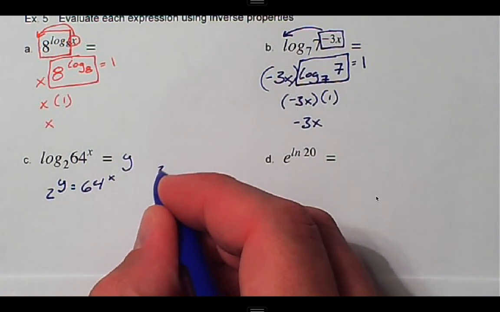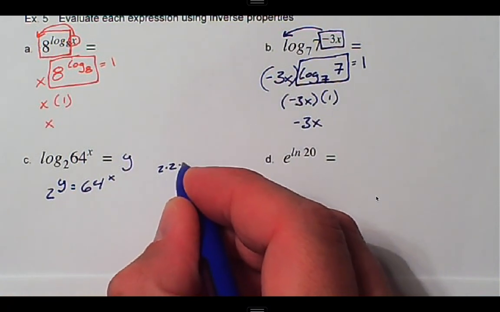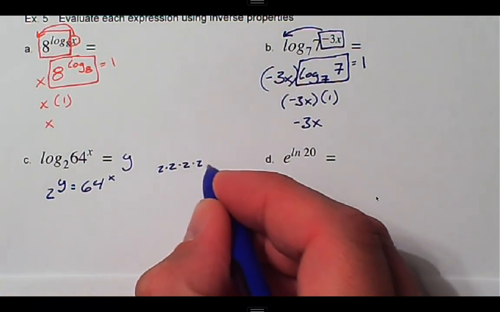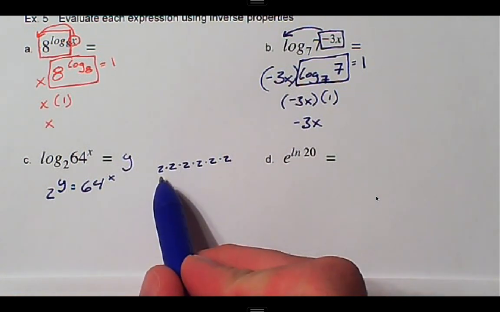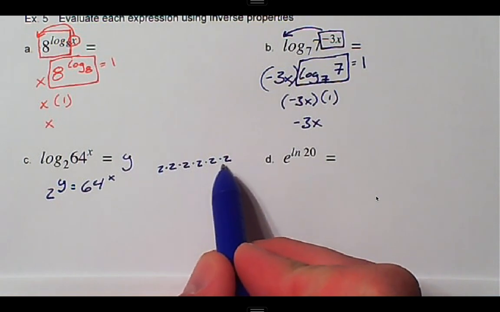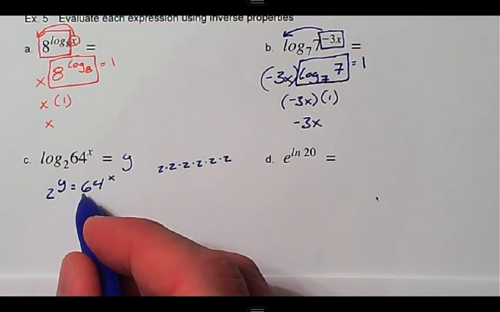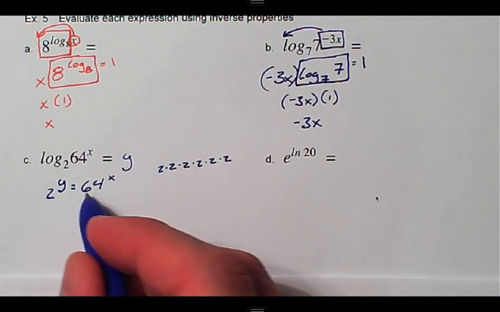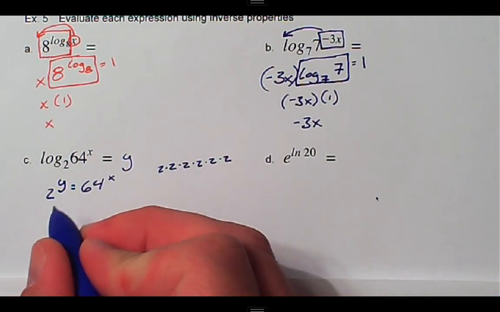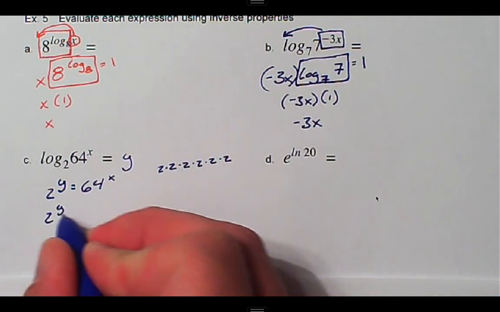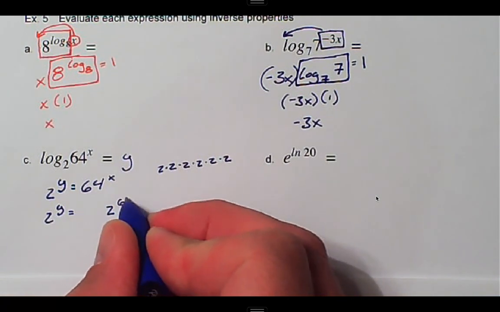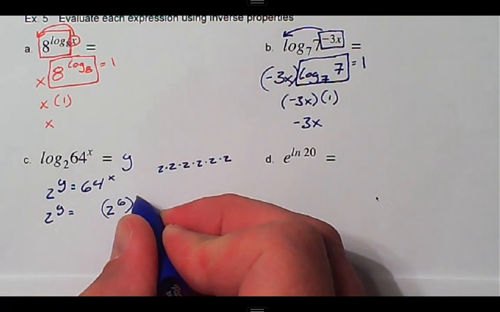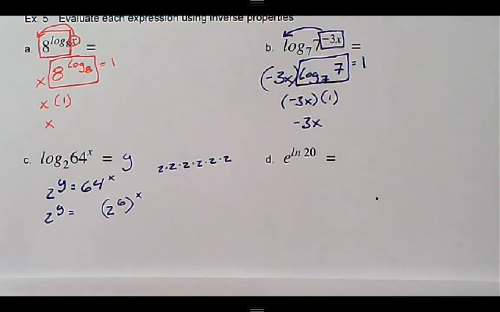So we can just do 2 times 2 is 4, times 2 is 8, times 2 is 16, times 2 is 32, times 2 is 64. So 1, 2, 3, 4, 5, 6. So 2 to the 6th power is the same as 64, so I can rewrite that. So 2 to the 6th power, that's the same as 64 raised to the x power there.